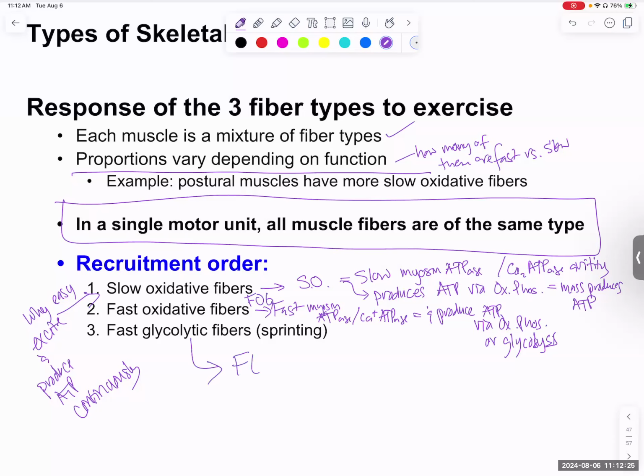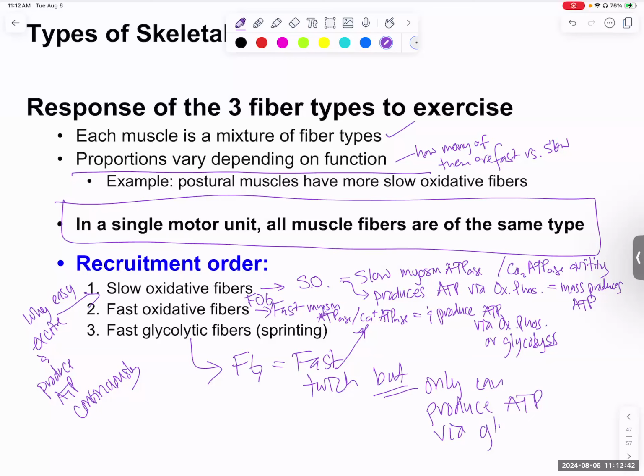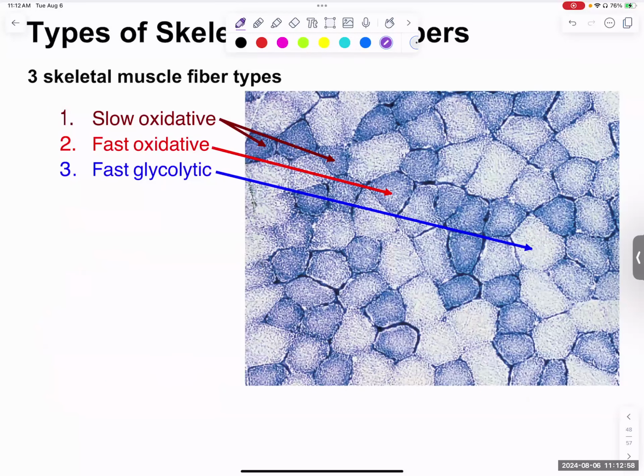And then you have the fast glycolytic. These are fast, but only can produce ATP via glycolysis. They are anaerobic, 2 ATP per glucose. So they don't produce a lot of ATP, and they generate a lot of lactic acid.